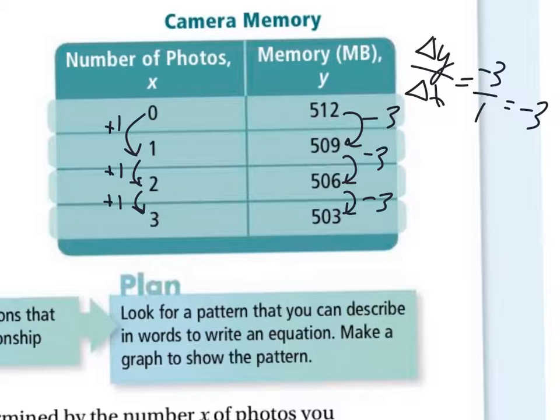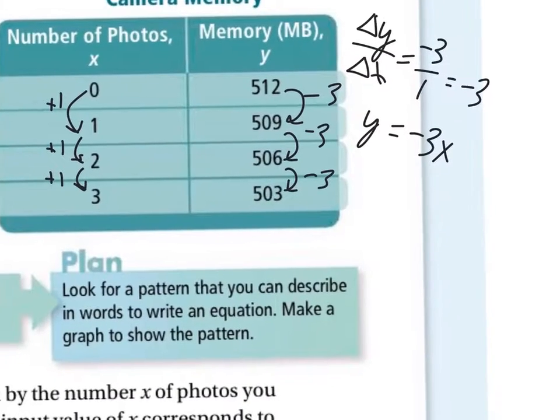So first of all, notice the pattern is consistent. It's always down 3 over 1, down 3 over 1, or subtracting 3 for the Y, adding 1 for the X. So this is a linear function. And then our equation, we would start with Y equals -3X. And I think we're going to have to adjust that one a little bit. This one's got an X value of 0. That makes my job even easier.